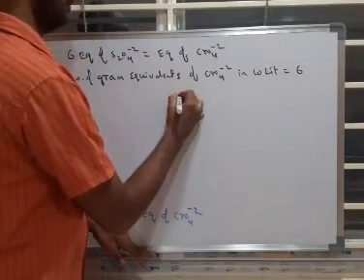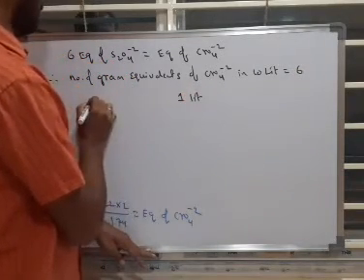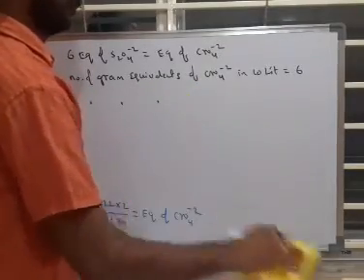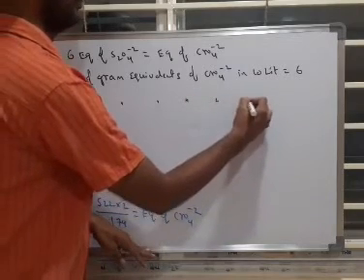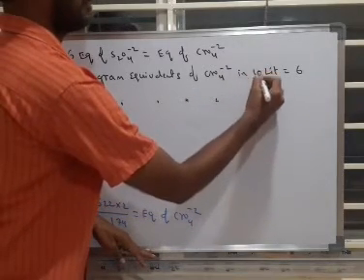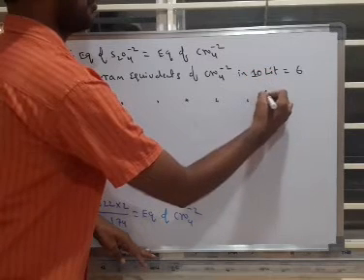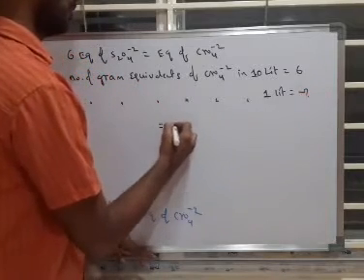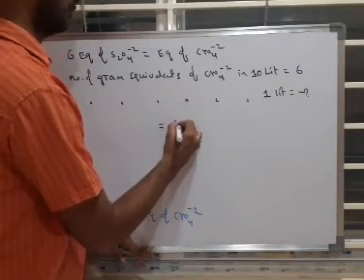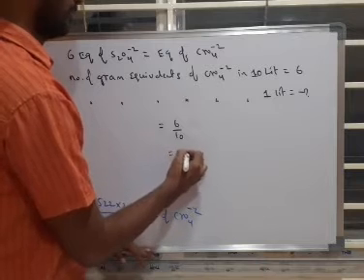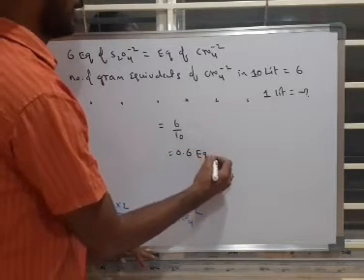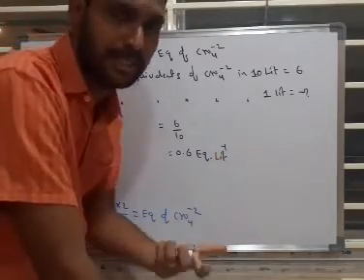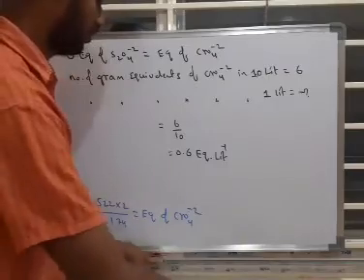So equivalents of CrO4 minus 2 in 10 liters is equal to 6. So it is the main point here. So 10 liters is what we have calculated so far. So what about for 1 liter? 1 liter becomes how much? So that is equal to 0.6 equivalents per liter. So equivalents per liter is nothing but normality, right?